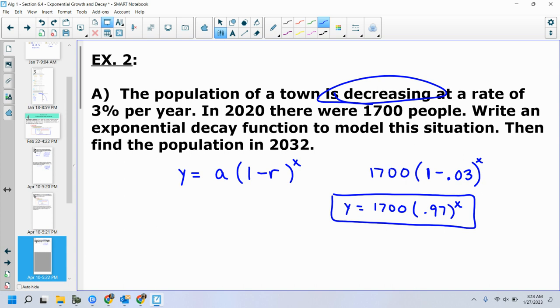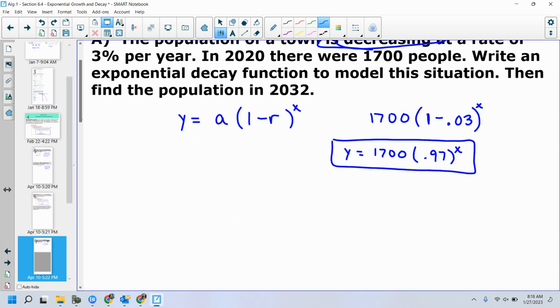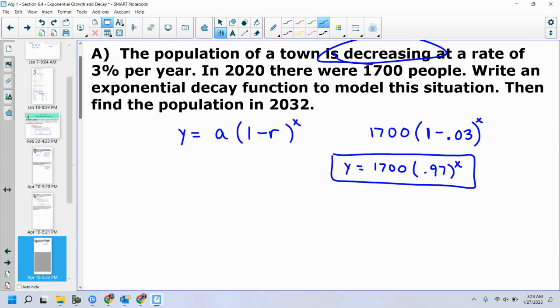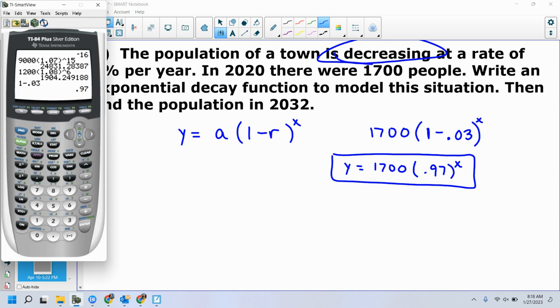So you don't see the minus when you're all done with the equation, but you notice that it's less than 1. All right, and now we want to figure out, well, what's my power going to be then? When I go to calculate 2032, what's my power going to be, Chloe? 12. Good, 12. So I have 1,700 times 0.97 to the 12th power. So over the course of 12 years, my population is going to decrease. And let's round it to the nearest whole person, 1,180.